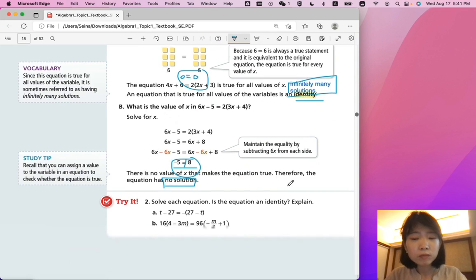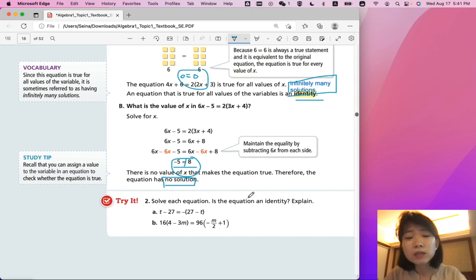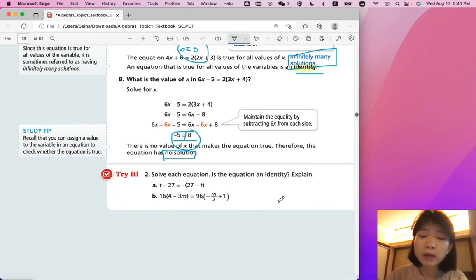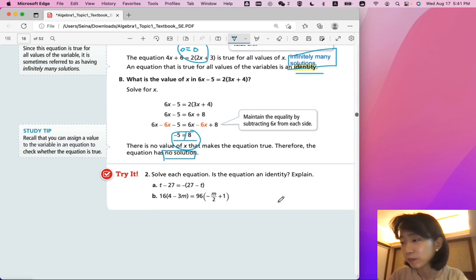Okay. Now it's your turn. Part 2. Solve each equation. Is the equation an identity? Explain. Does it have no solution? Explain. So show your steps and figure out the special answers for parts A and B. Come back when you're ready for answer.